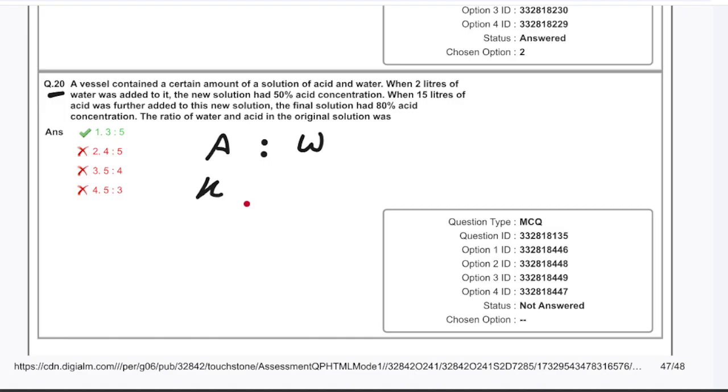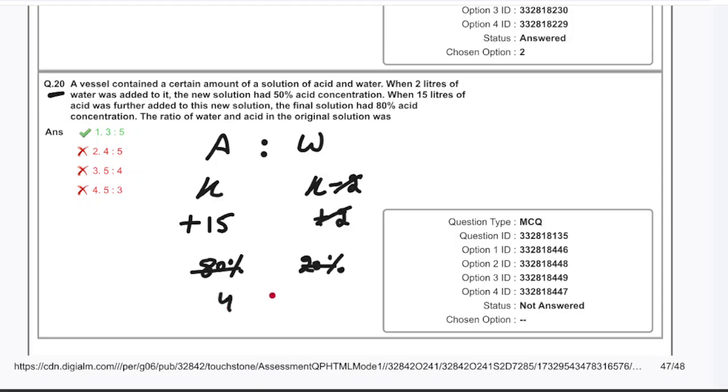So let's say X liters is acid, then X has to be water after 2 liters of water was added. That means in the beginning it was X minus 2. So we added 2 liters of water, and now they are 50-50%. Now when 15 liters of acid was further added to this new solution, the final solution has 80% acid. The remaining 20% has to be water. That means the ratio is going to be 4:1.